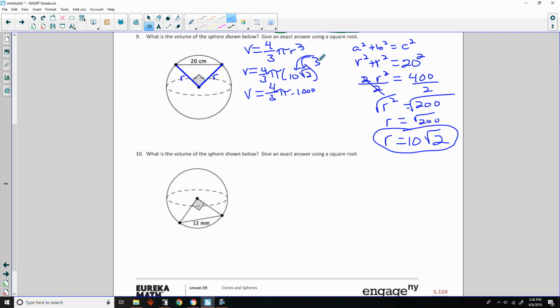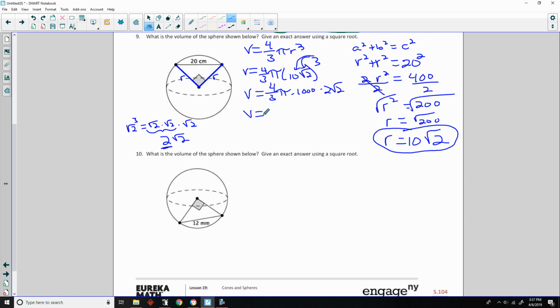And what is the square root of 2 cubed? Well, the square root of 2 cubed means the square root of 2 times the square root of 2 times the square root of 2. The square root of 2 times the square root of 2 is the square root of 4. The square root of 4 is 2. So the square root of 2 cubed is 2 square root 2. I can take this 2 and multiply it by 1,000.